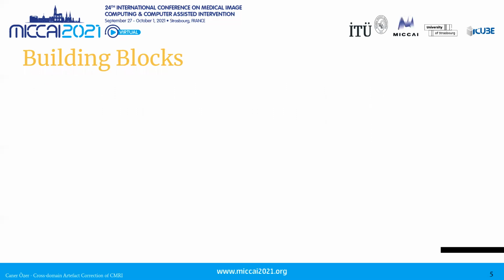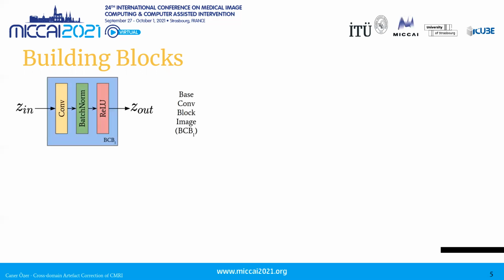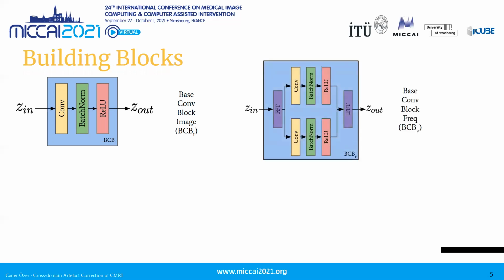We have 4 different building blocks, where the most basic one involves convolutional, batch normalization, and activation layers in a sequential order. We define it as the baseline convolutional block working on the image domain, which does not involve any processing on the image frequency domain. We then create its frequency domain counterpart by taking the 2D fast Fourier transform of the representation, processing the real and imaginary parts separately, and finally taking the 2D inverse fast Fourier transform of the representation. We name this block the baseline convolutional block working on the frequency domain.